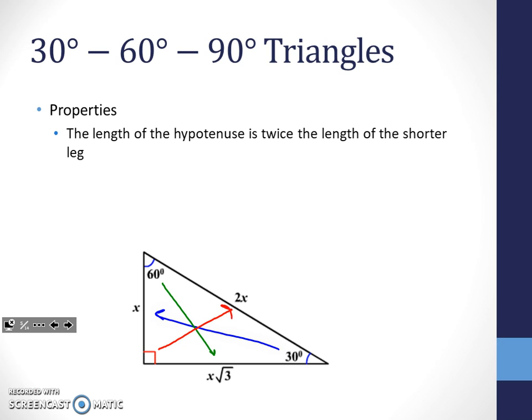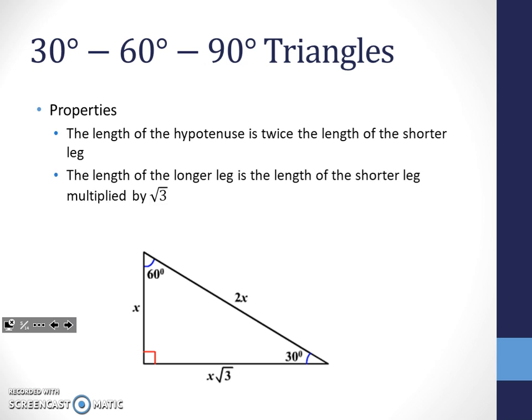Okay, so we look at the size of the angles, and that tells us which legs they pair with. So our short side is across from our 30-degree angle, and the hypotenuse is twice the short side. And then the length of the long leg is the length of the short leg multiplied by the square root of 3. So I start out with an x as my short side. My hypotenuse is 2 times x. And then my long leg is whatever my short leg is times the square root of 3.